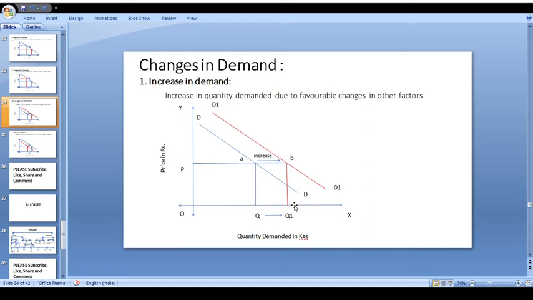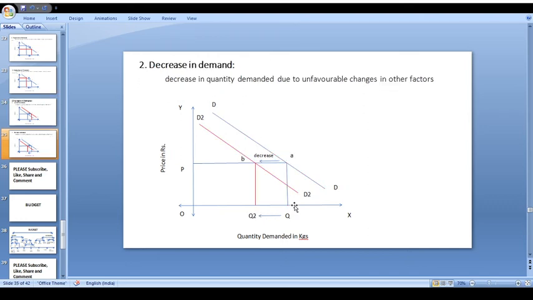Our next type of changes in demand is decrease in demand. It refers to a decrease in quantity demanded due to unfavorable changes in other factors like taste, income of consumers, climatic changes, etc., and price remains constant. The demand curve shifts to the left side of the original demand curve. This can also be explained with the help of a figure as follows.